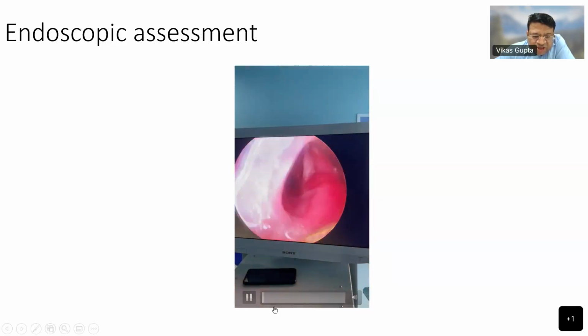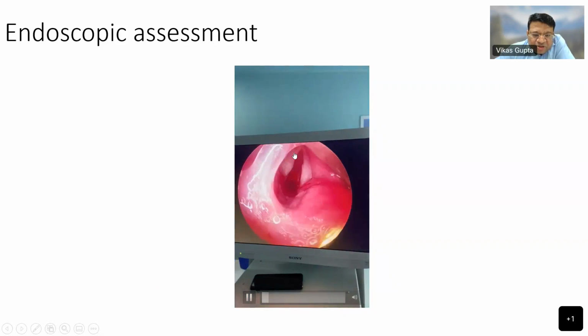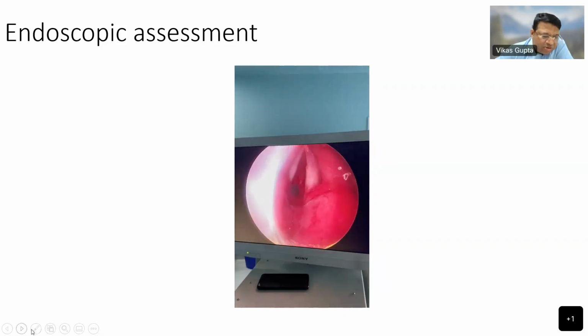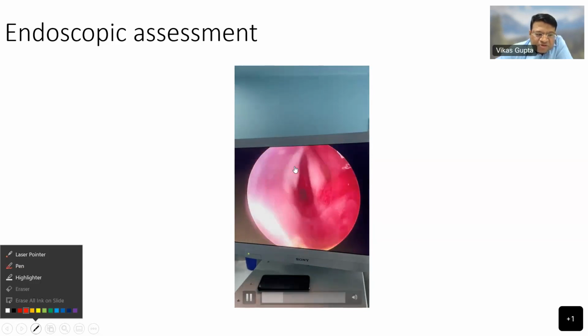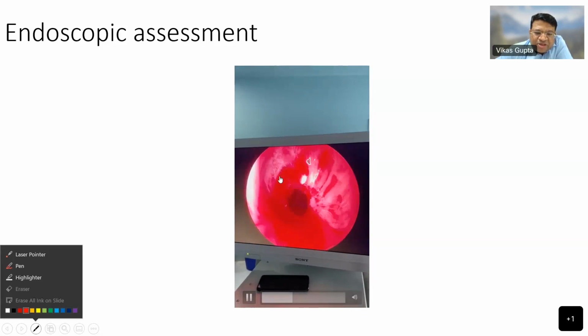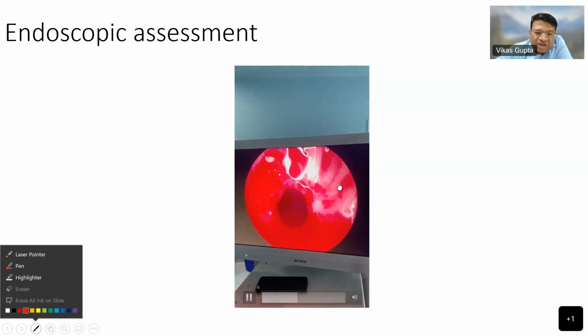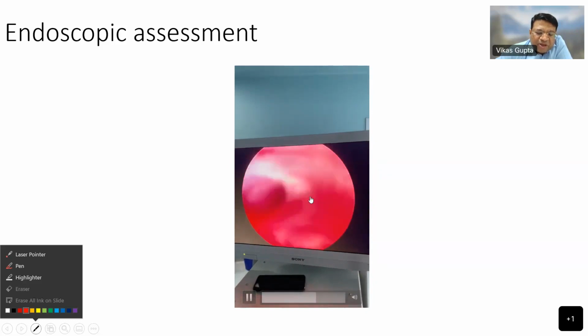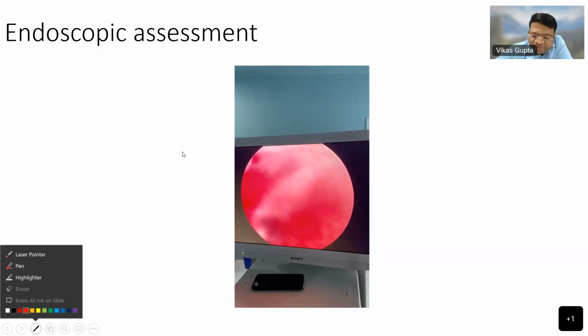So what you are seeing is the vocal cord. This is the vocal cord or the true cord. And this is in the immediate subglottis, you can see this is the stenotic segment or the stenosis. It is less than 4 millimeter. We are unable to pass the 4 mm scope through.